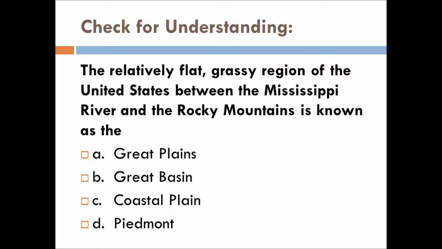The relatively flat, grassy region of the United States between the Mississippi River and the Rocky Mountains is known as A, the Great Plains, B, the Great Basin, C, the Coastal Plain, or D, Piedmont. Every day you'll have one or two check for understanding questions. These are always Regents questions from past Regents exams that connect to what we have learned today. The correct answer, we will talk about it in class.